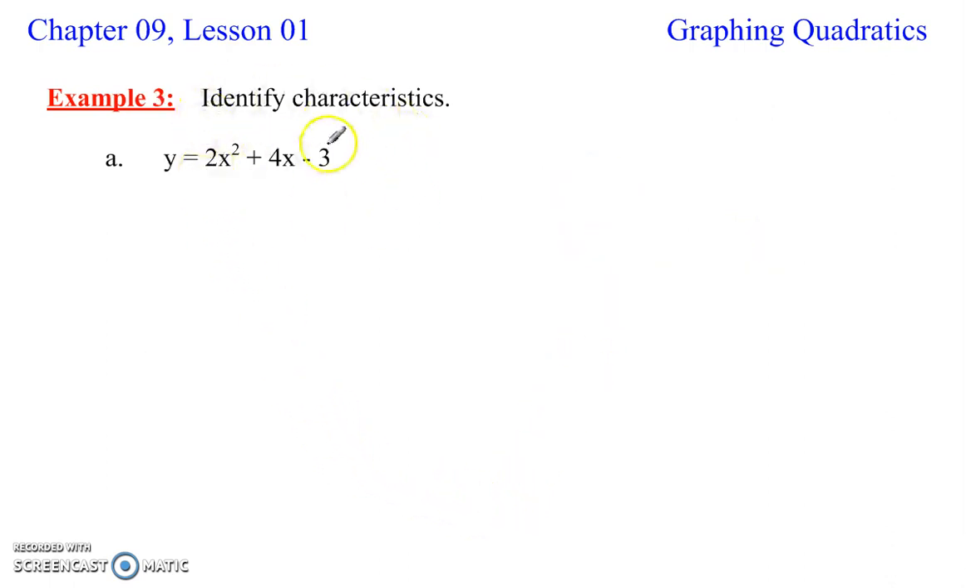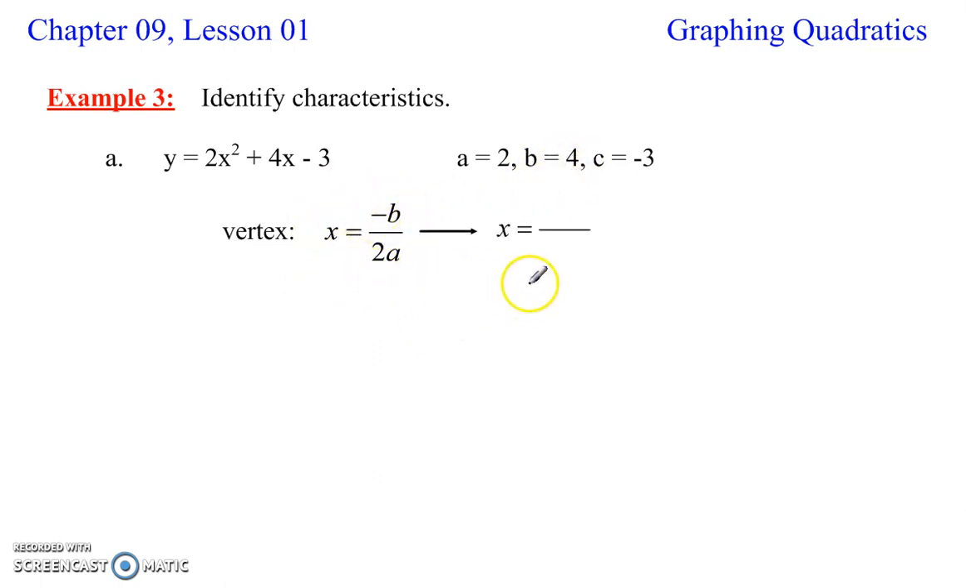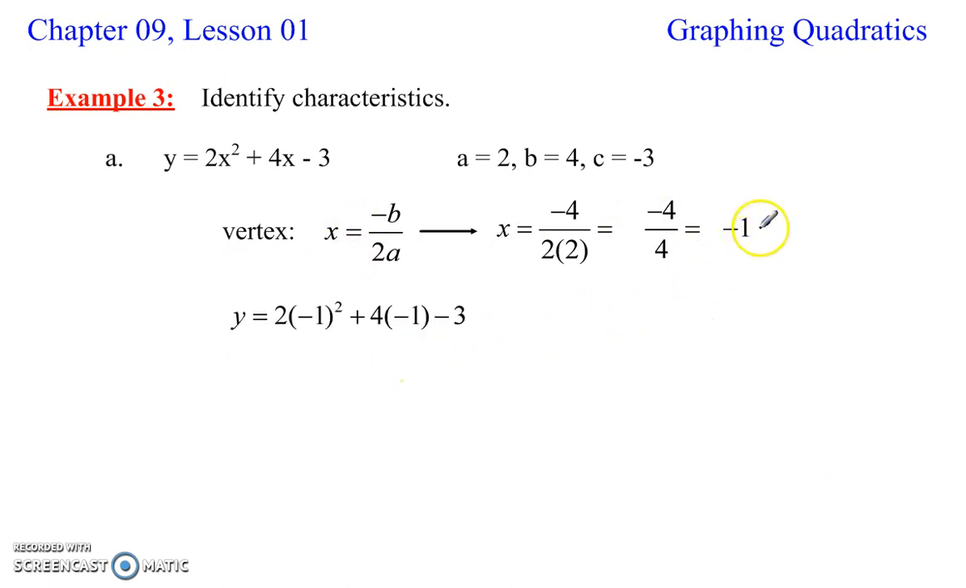All right, we want to identify characteristics here. Okay, first off, remember the 2 is the A, 4 is the B, -3 is the C. So we'll write that out for ourselves, because now when I want to find the vertex, remember you've memorized this vertex formula, x is -b over 2a. Now I can plug that in. Put 4 in for B. So then we have -4. Put 2 in for A. So -4 over 2 times 2, which gives us an x value at the vertex of -1. The x value at the vertex is -1. So that is our axis of symmetry, the x value.